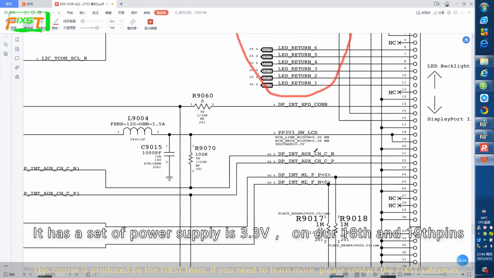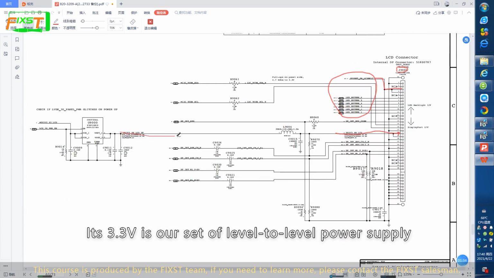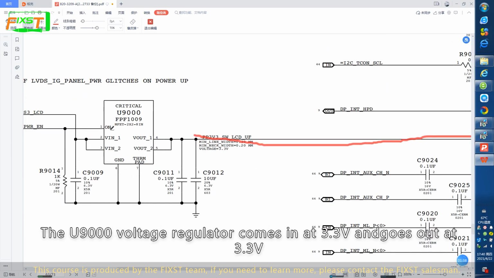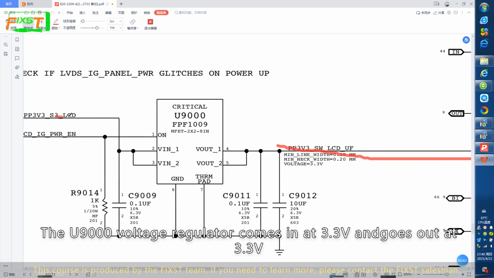It has a 3.3 volt power supply on pins 80 and 90. This 3.3 volt is our set of level-to-level power supply. From this regulator, let's take a look. The U9000 voltage regulator comes in at 3.3 volt and goes out at 3.3 volt.